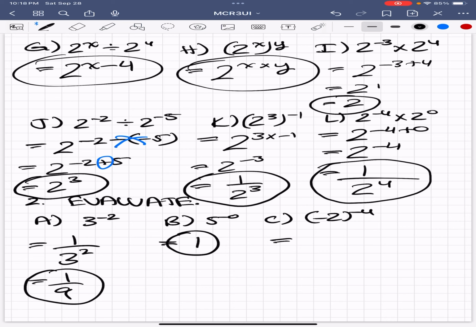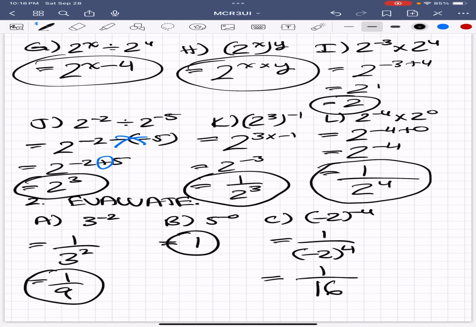Using the 0 law, any base to the power of 0 is calculated to be 1. So we have a negative exponent. So use the negative exponent law, and then 1 over -2 to the power of 4. And then we have a negative number to the power of 4. So if it's to the power of an odd number, the answer will be negative. If it's to the power of an even number, the answer will be positive. Evaluate -2 to the power of 4 to get a final answer of 1 over 16.